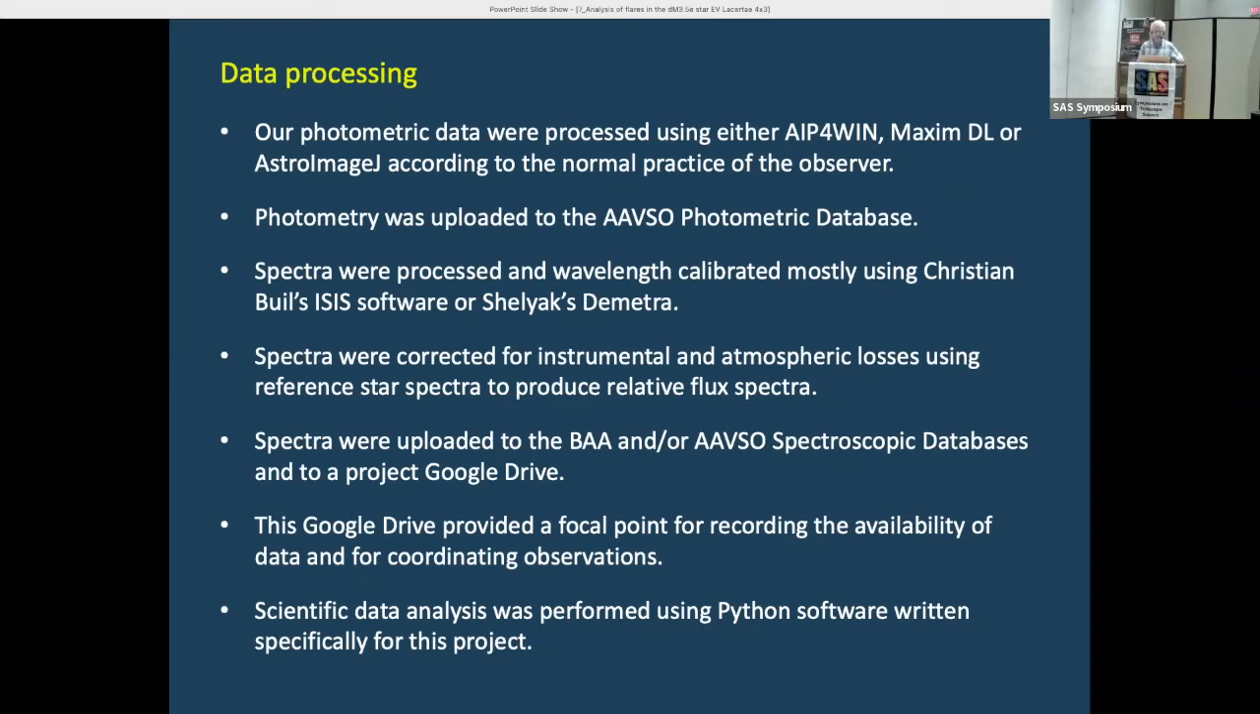The spectra were uploaded either to the AAVSO or BAA spectroscopic databases and to our Google Drive that Woody and Bob have described. It really provided a focal point for recording availability of data and allowing us to coordinate our observations to see what each person was gathering and to see whether, when you'd got some data, say in spectroscopy, somebody else had been lucky and got the photometry. We performed the analysis I'm going to be describing here with Python software written specifically for this project, but often based on work that had been done on other analyses that we had experience of in the past.